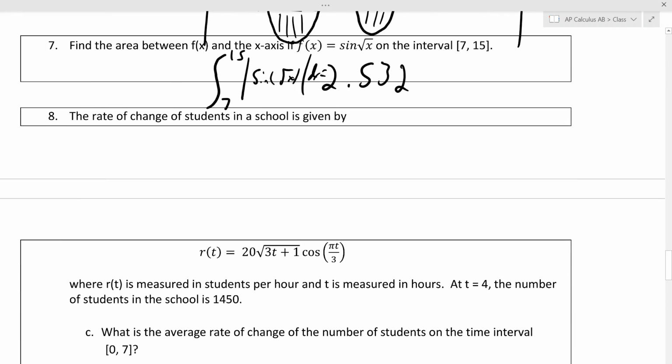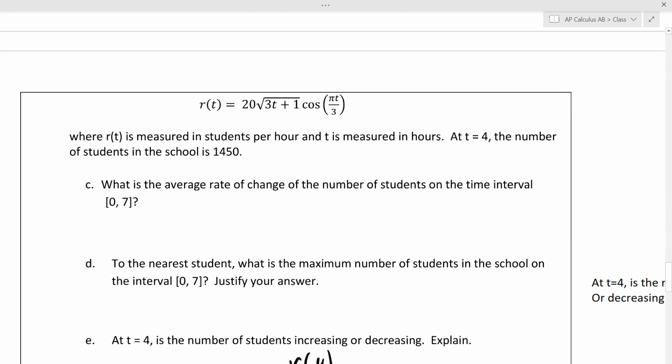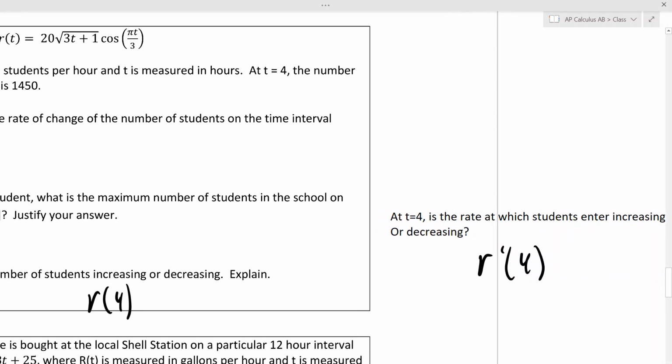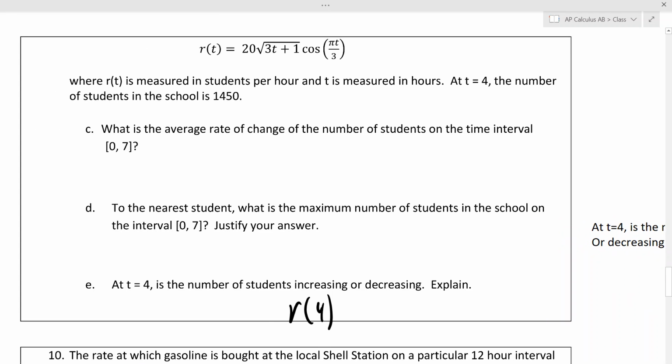All right. Number 8 is about the rate of change of students in a school. So we're just given the total rate of change, so if that's positive or negative. Why is this typed over here? Huh. Oh, I did that earlier, I think. Okay. Don't pay attention to this over here.